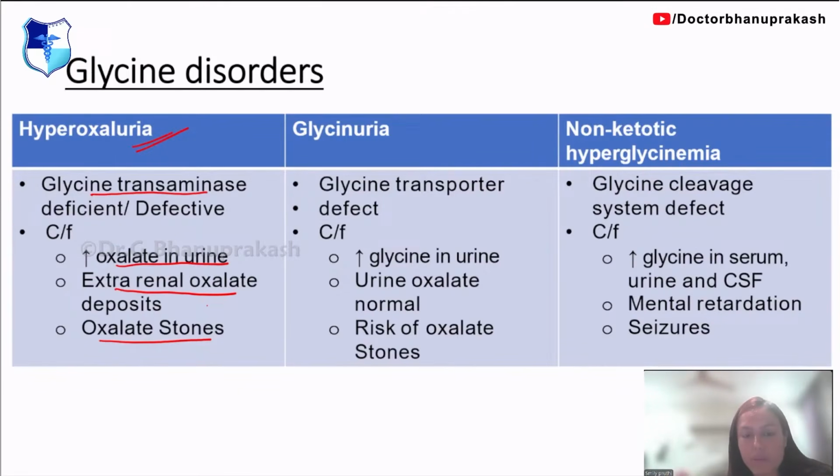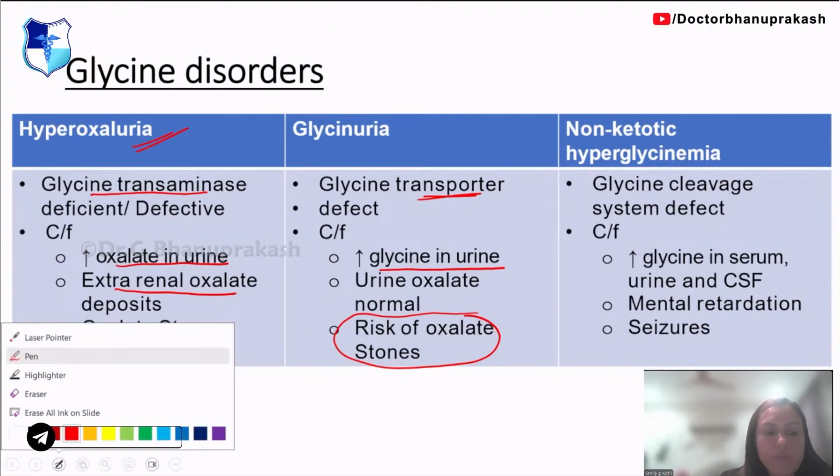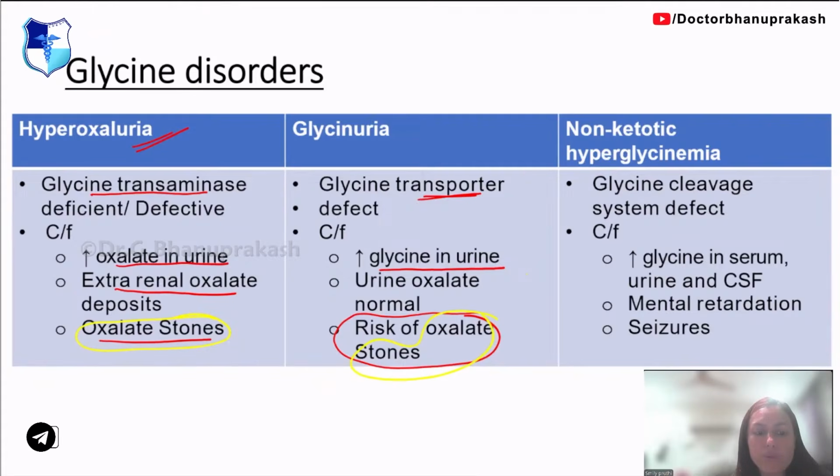Then glycinuria. So it's a transporter defect. Earlier also I told you there are 3 transporter defects for amino acids. One is glycinuria. So the name says glycine in urine. So increase glycine in urine. These patients also have risk of oxalate stones. So if a question says oxalate stones, it can be glycinuria or it can be hyperoxaluria.